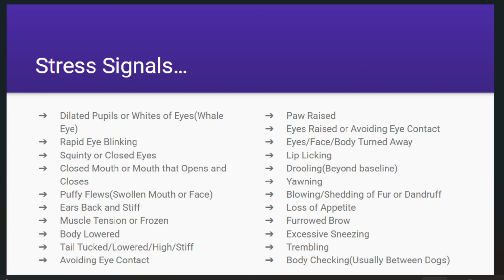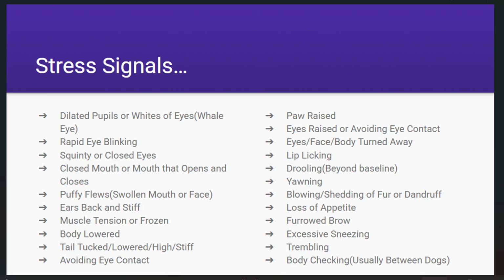Stress signals. This goes from mild to excessive, okay? Some things you may have seen and not realized they were stress signals, and some things are quite obvious. You want to look for at least 3 of these signals to determine if your dog is comfortable or uncomfortable. I do have a 3 or 4 part shorts series where we discuss the zones approach, and that'll be a very helpful companion video to this one.